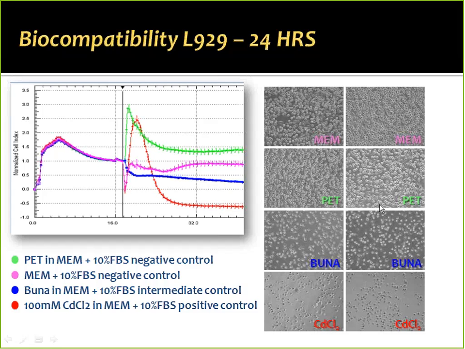On the right-hand side, we also did these experiments, as I mentioned earlier, side by side on 24 well plates. And this is what they look like. You can see the cells pretty much look the same for the negative controls. For the buna, you can see a pretty nice decrease in cell number. And with cadmium chloride, you can definitely tell by eye that you're seeing some cell death. The cells are granular, and this would definitely be scored as a 3 or 4.